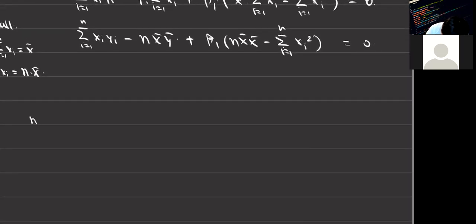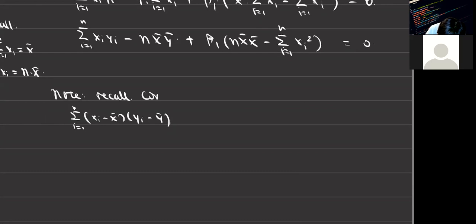Note. So what do we have? If you look at the summation, i from 1 to n, xi minus x bar, yi minus y bar. Note, recall the covariance formula. So we have xi minus x bar times yi minus y bar.